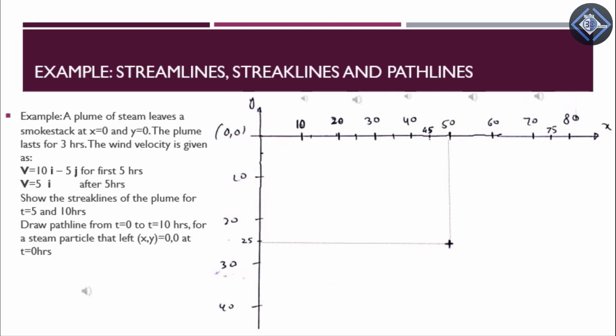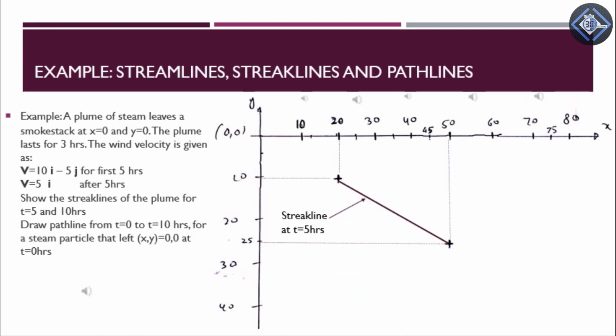The last steam particle leaves at t equal to 3 hours and it travels for 2 hours in the direction v equal to 10i minus 5j. So in 2 hours it travels 20 units in the x direction and minus 10 units in the y direction. You can see the point appearing now on your screen. Joining these 2 points, we have our first streakline at t equal to 5 hours.